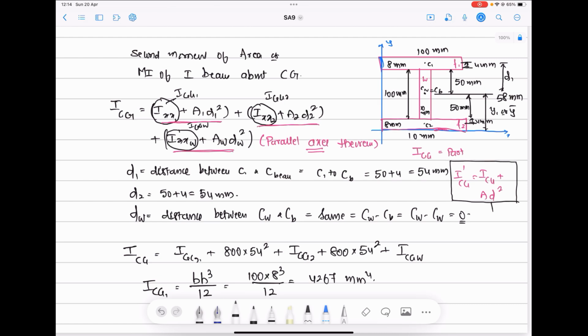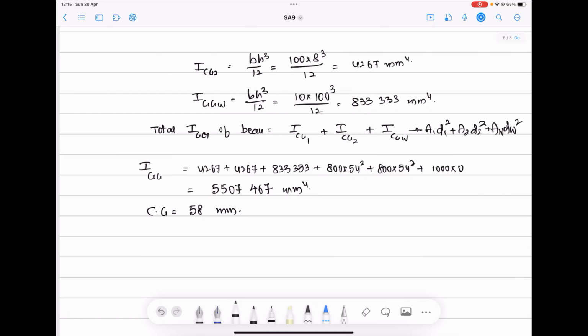This distance is the distance between two center of gravities. And this is the area of the part, A. ICG is the original part's I with respect to center of gravity. You understood? I will make it clear here.